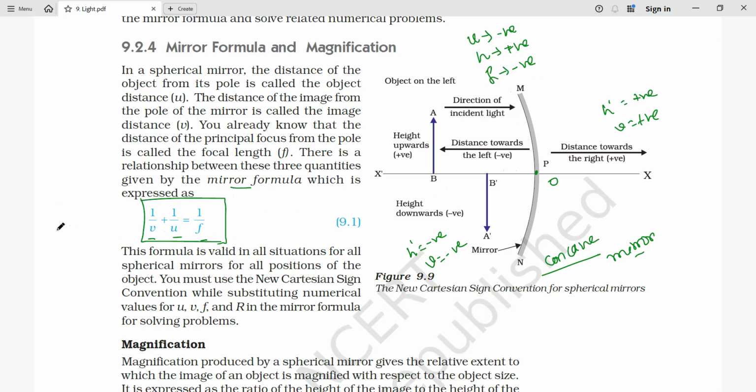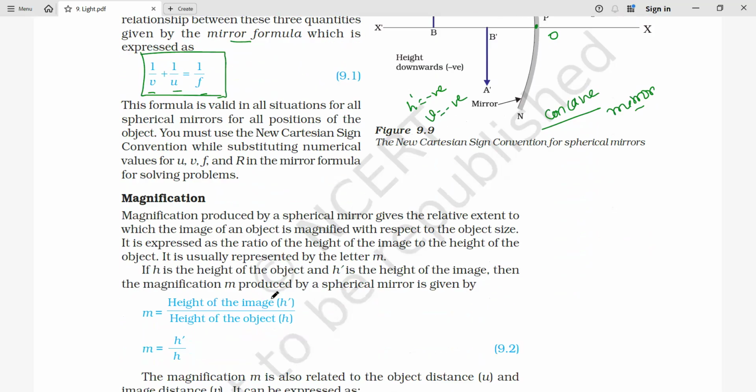So sometimes one parameter will not be given. That parameter you need to find. So we have 1 by v. v is what? Image distance. u is the object distance. f is the focal length.